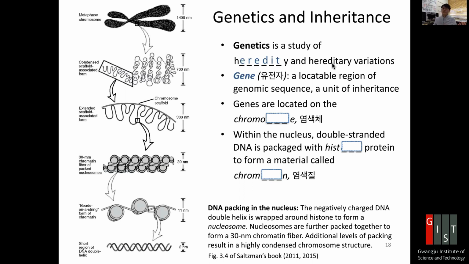And we talk about gene a lot. And what is a gene? A gene is a locatable region of the genomic sequence first. And so a unit of inheritance is a gene, which is locatable somewhere in the chromosome. And so these genes are located on the chromosome, and that's within the nucleus. And this double-stranded DNA is packaged with a histone protein to form a material called chromatin.